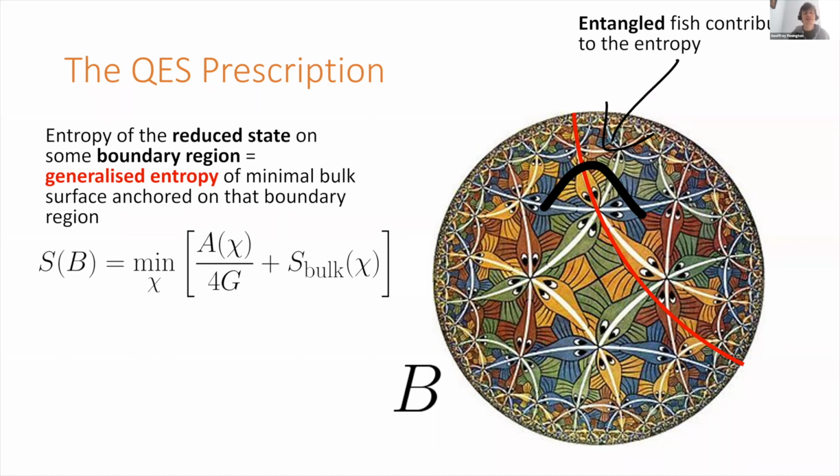And really, the formula I've given is just for static spacetimes. Really, there should be an extremization rather than a minimization, but don't worry too much about that because it won't play a major role in this talk.